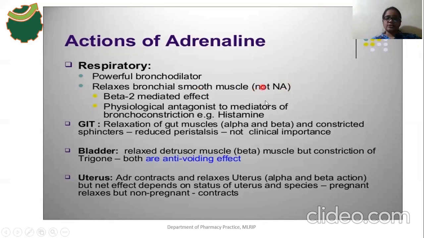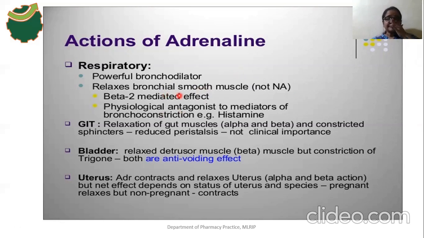But noradrenaline does not relax the bronchial smooth muscles, because noradrenaline does not bind with the beta 2 receptors, and beta 2 receptors are mainly present in smooth muscles. So that's why there is no noradrenaline effect on bronchial smooth muscles. The remaining two, adrenaline and isoprenaline, both show an effect on smooth muscles.